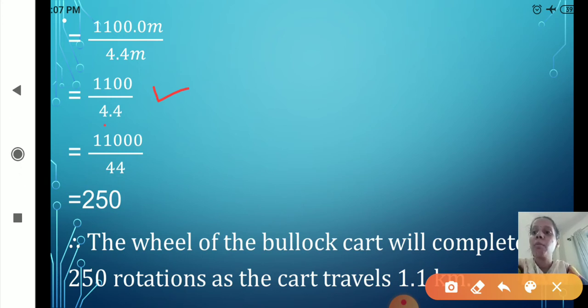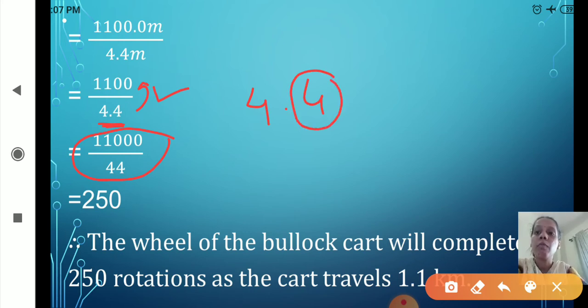Now we will remove this decimal point and add 1 zero. Why will we add 1 zero? Because after the decimal point there is only one number. So we will remove the decimal point of 4.4 and put 1 zero in the numerator. So the next step is 11,000 divided by 44. Understood this step? As we are removing the decimal point from the denominator, we will put only 1 zero in the numerator, because after the decimal point there is only one number.